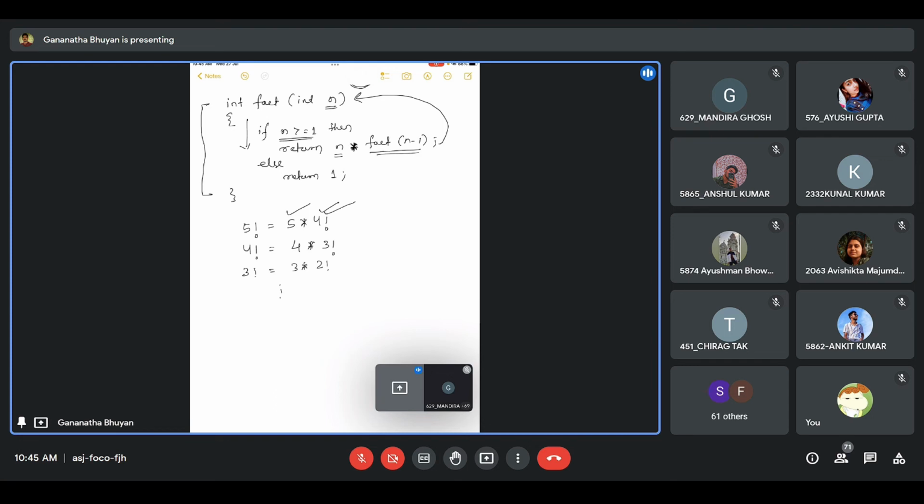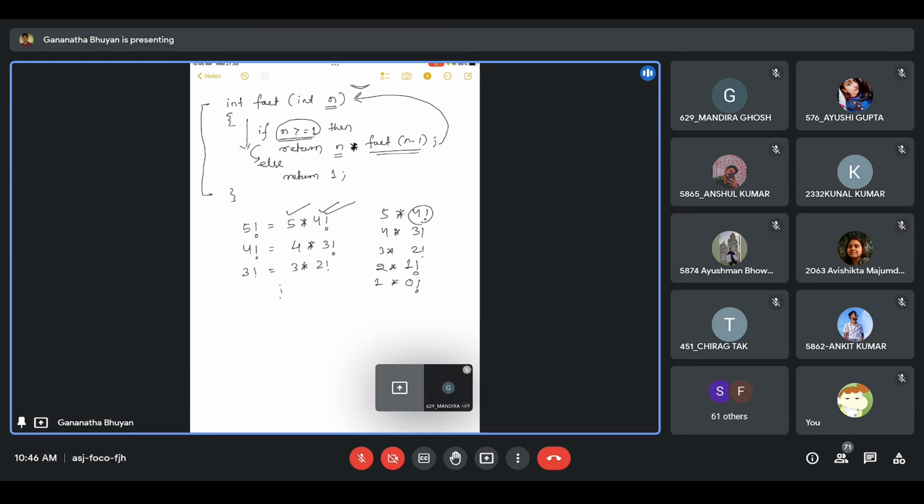Yes or no? Initially it will be 5 into 5 minus 1, that is, a call will be made for 4 factorial. Then a call for 4 into 3 factorial, then 3 into 2 factorial, then 2 into 1 factorial. Now when it reaches 1 factorial, the condition n greater than or equal to 1 will be satisfied. After that 1 into 0 factorial will be called. Now this condition will not be satisfied, so it will come to the else part.